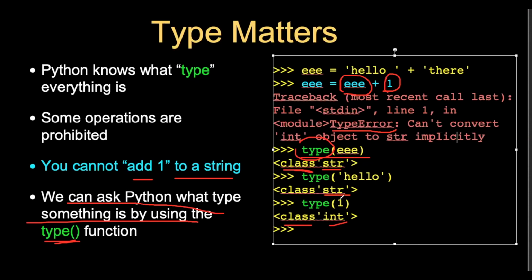So if you type type parentheses 1.0 parentheses, you're gonna see class float. Okay, class float. Okay, so any questions about this? Type matters.